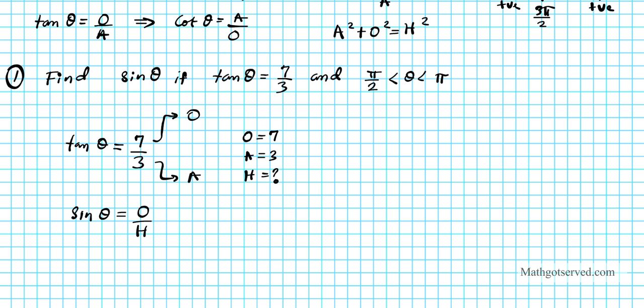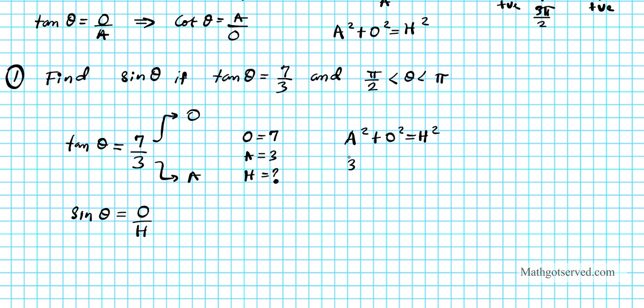I do not know. So anytime you have two of the sides of a right triangle and you want to find a third side, you use the Pythagorean theorem, okay? So we're going to use the formula a squared plus o squared equals h squared that we talked about earlier, the Pythagorean identity, and then we're going to plug in what we know and find what we need, okay?